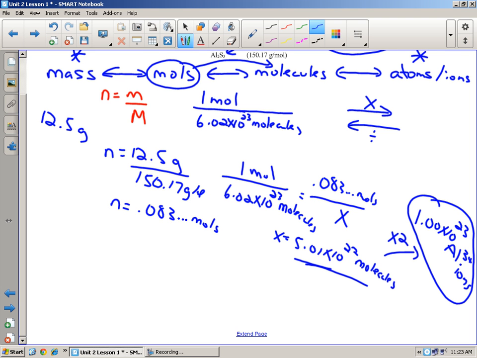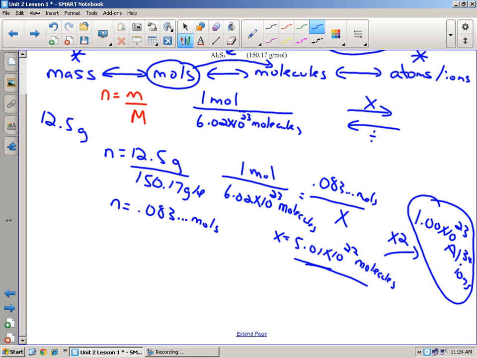Why? Every aluminum is all fine. If I have 1,000 molecules, I'd have 2,000 aluminums in there. If I had a bajillion, I'd have 2 bajillion aluminums. Etc., etc. If I had 5.01 times 10 to the 22, I have that times 2 aluminums.